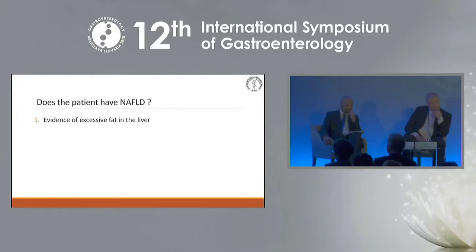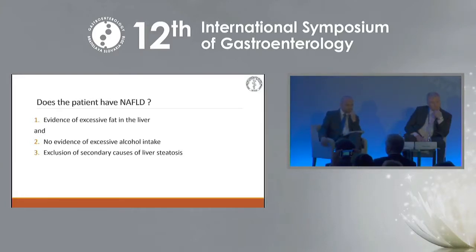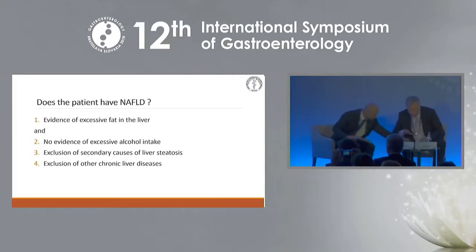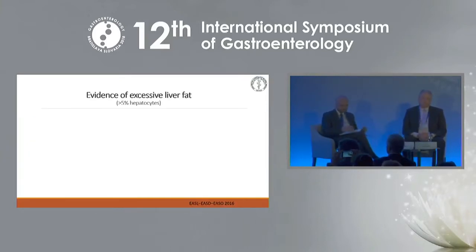So how do we diagnose fatty liver disease? Well, there should be evidence of fat in the liver. That's the first step. The second step, of course, is the diagnosis of exclusion. So there should be no evidence of excessive alcohol. We should exclude all the secondary causes of liver steatosis. And of course, we should also look for other liver diseases that may be coexisting with liver fat. By definition, liver steatosis is when more than 5% of hepatocytes are fatty.